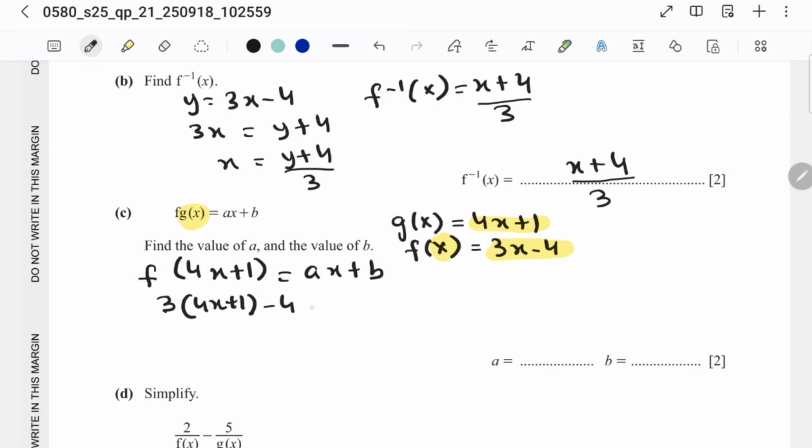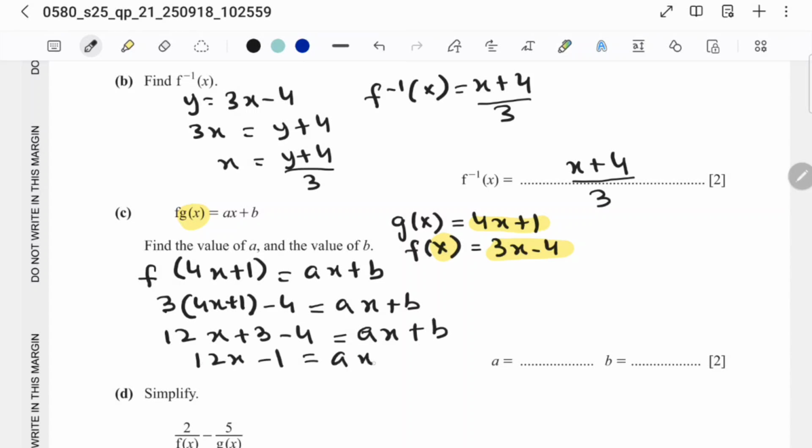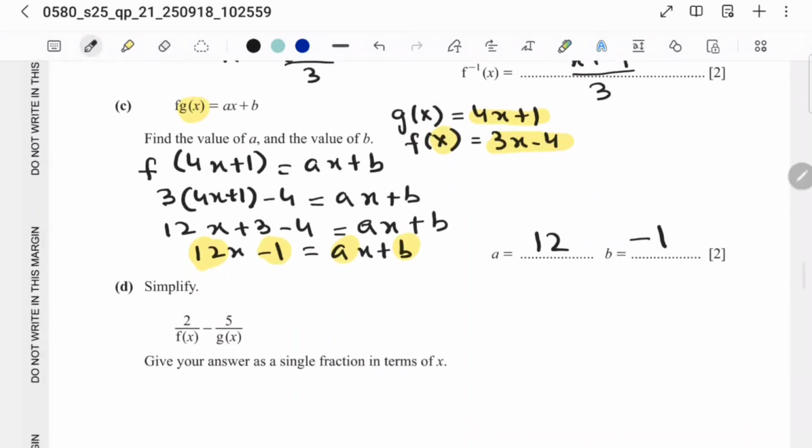4x plus 1 is equal to ax plus b. So 12x plus 3 minus 4 is equal to ax plus b. So 12x minus 1 is equal to ax plus b. Okay, now you can see that a is 12 and b is minus 1. Okay, I hope you understood this one.